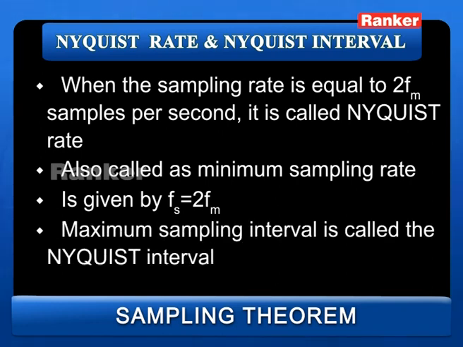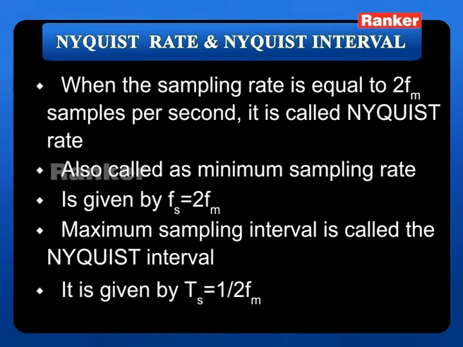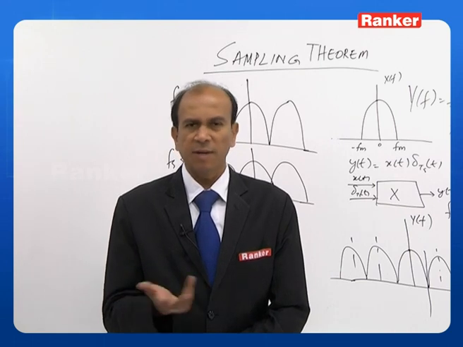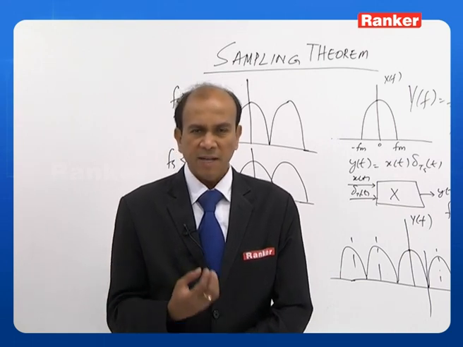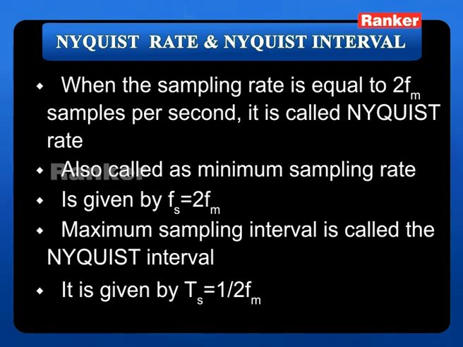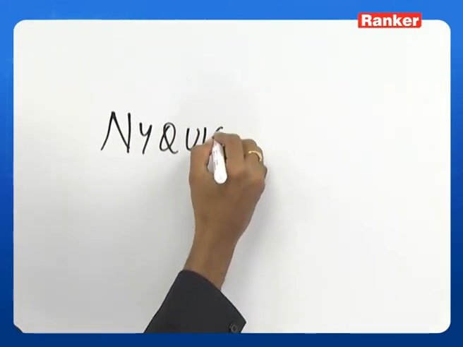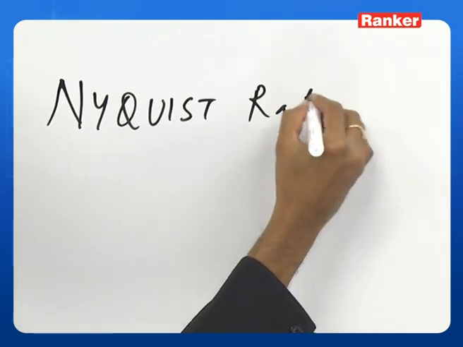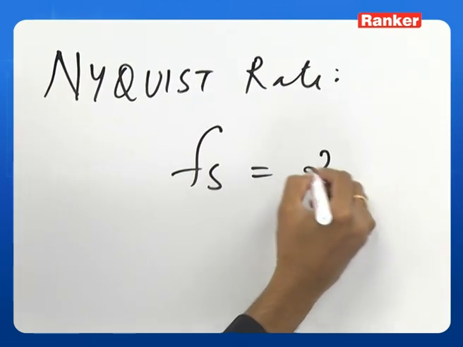Then, maximum sampling interval is called the Nyquist interval. It is given by Ts is equal to 1 by 2 Fm. So, once Fs is known, you can calculate Ts. This is called as a maximum sampling rate. It is also called as a Nyquist interval. So, Nyquist rate Fs is equal to 2Fm and Nyquist interval Ts is equal to 1 by 2Fm. The Nyquist rate gives us the minimum sampling rate, whereas the Nyquist interval Ts is equal to 1 by 2Fm gives the maximum sampling time. Nyquist rate Fs is equal to 2Fm.